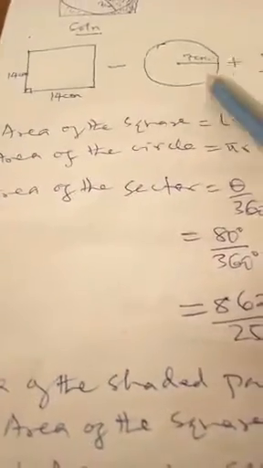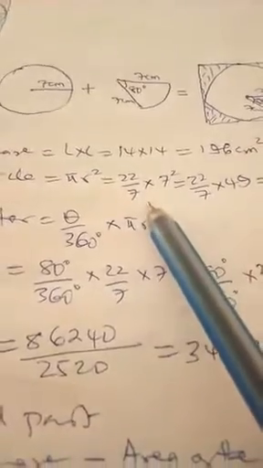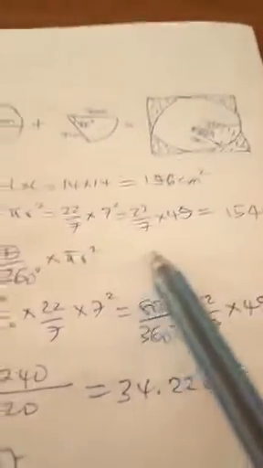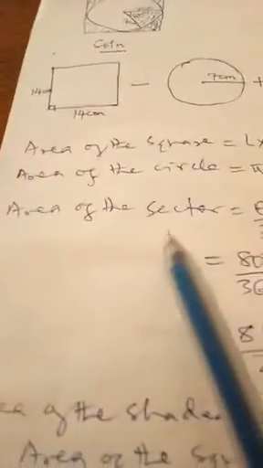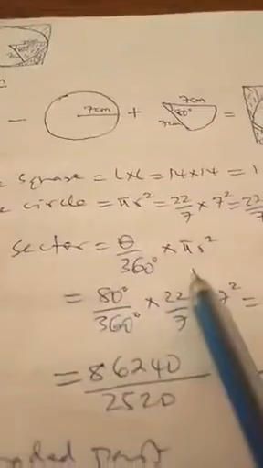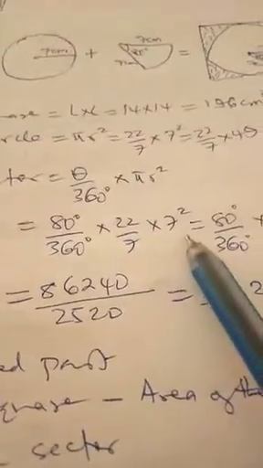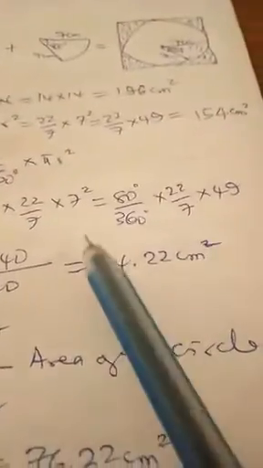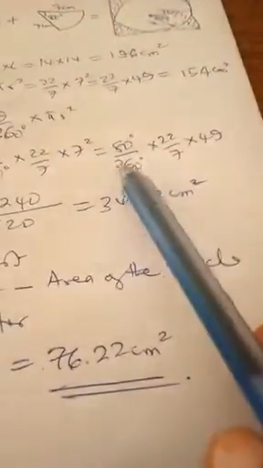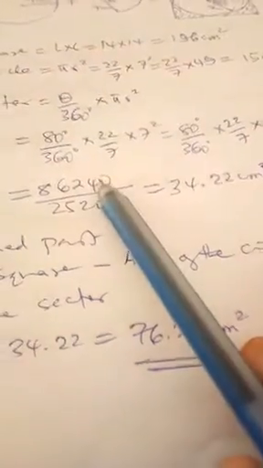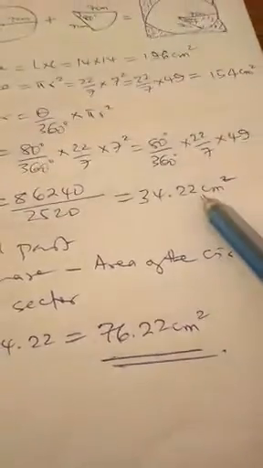Look for the area of the circle, pi r squared. You have to use 22/7 for pi. The answer will give you this. Look for the area of your sector, theta over 360 times pi r squared. Put in your values as we've been doing. 7 squared is 49. Multiply the top numbers to have this, the bottom numbers to have this, and you have the area of the sector to be this.